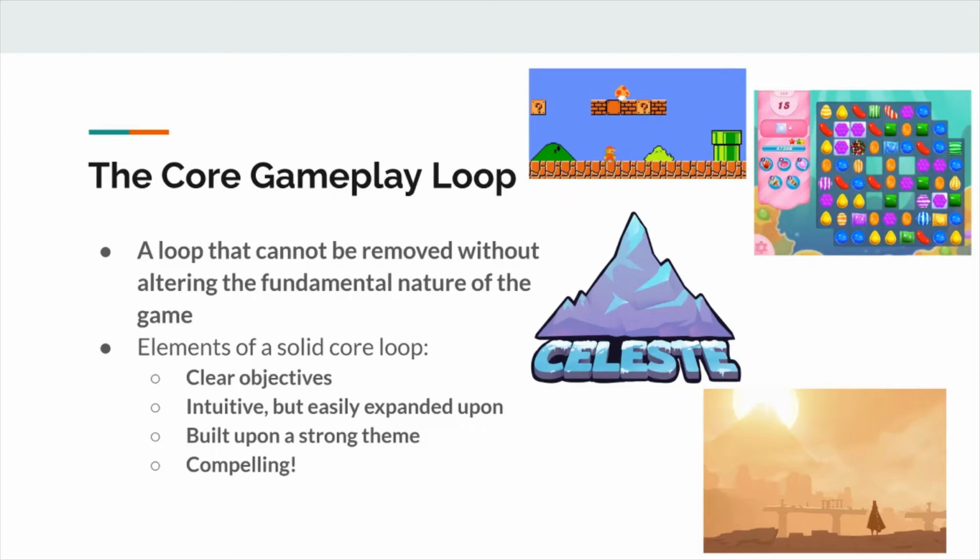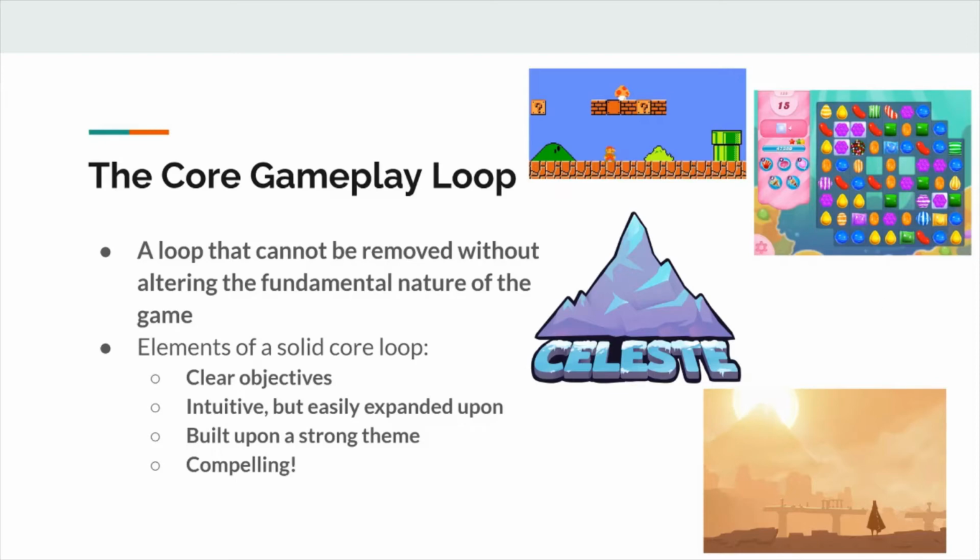A solid core loop should also be built on a concept that unifies your design choices. For example, Journey is designed around the idea of companionship. The core loop is movement, which the developers use to make the player feel alone as they wander through the vast desert. If the core loop was something like attacking enemies, this theme wouldn't be present. So the core gameplay loop helps communicate the theme and feel of the game.